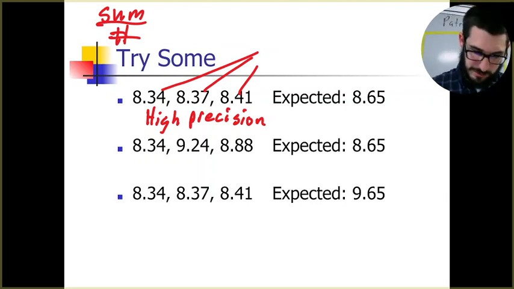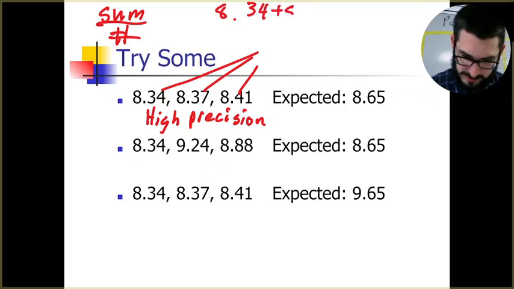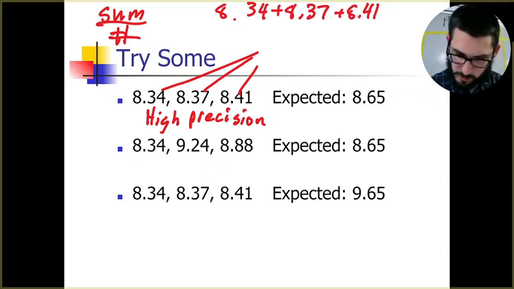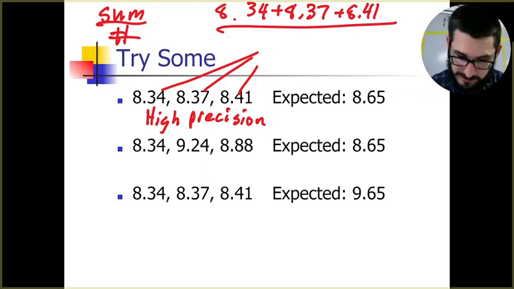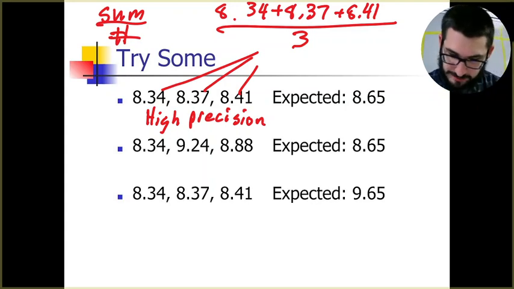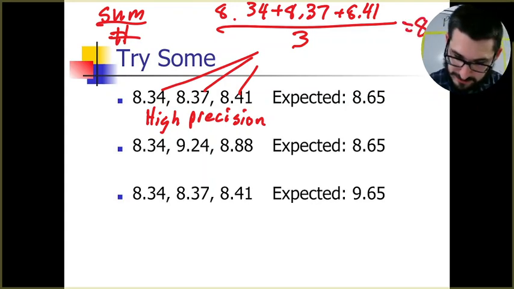Average is the sum divided by the number of numbers. So in this case, we've got 8.34 plus 8.37 plus 8.41 divided by how many numbers did we have? 3. So we've got divided by 3. That'll give us an answer of 8.373 as my average. And then we compare that.